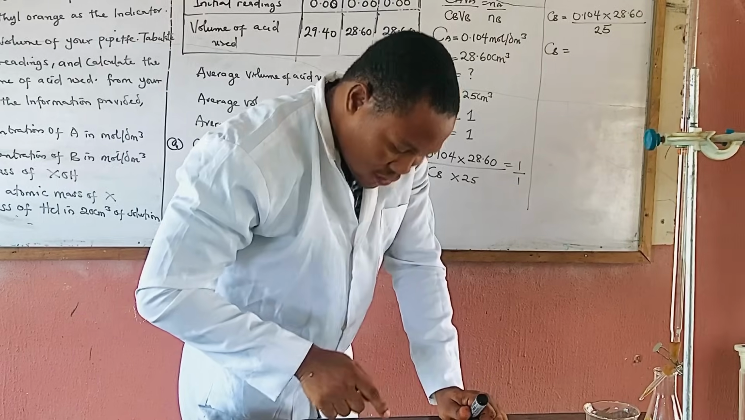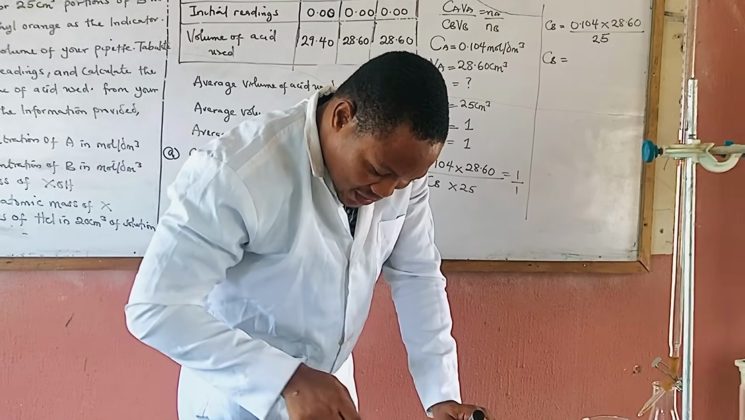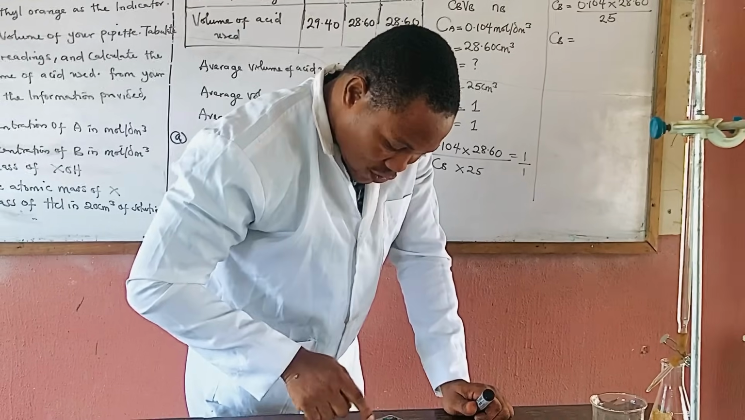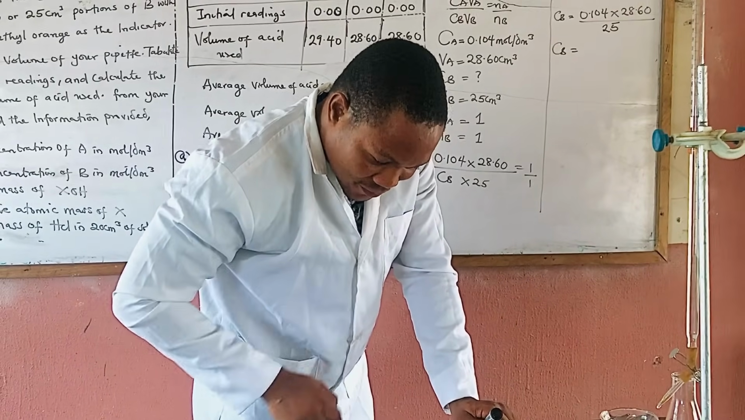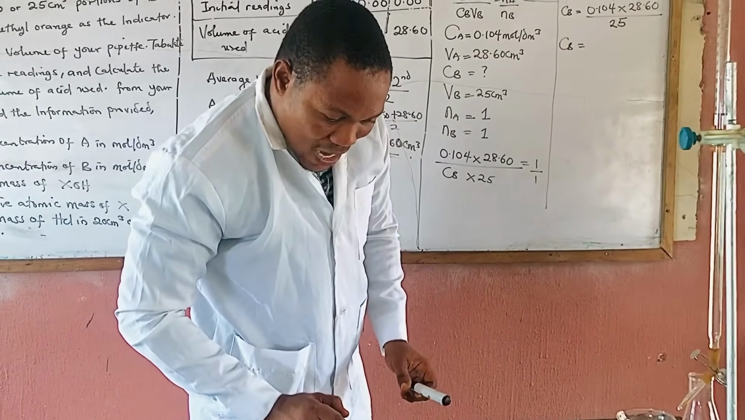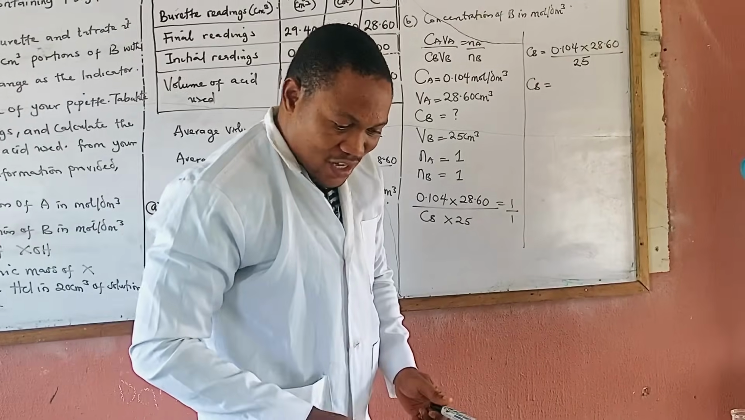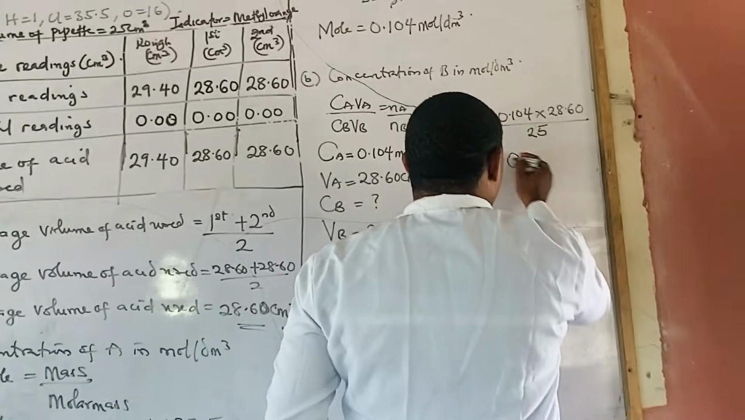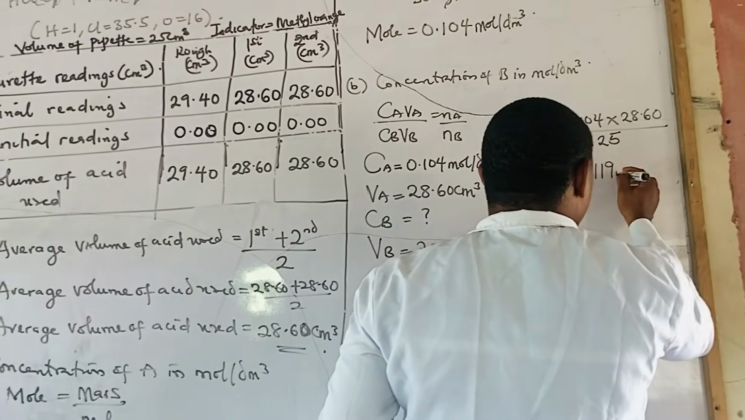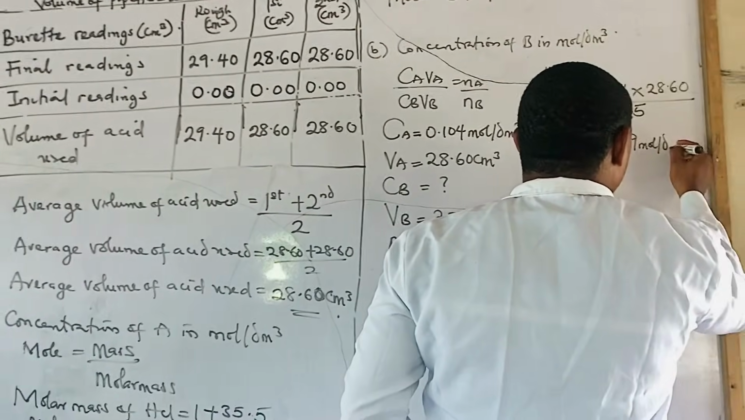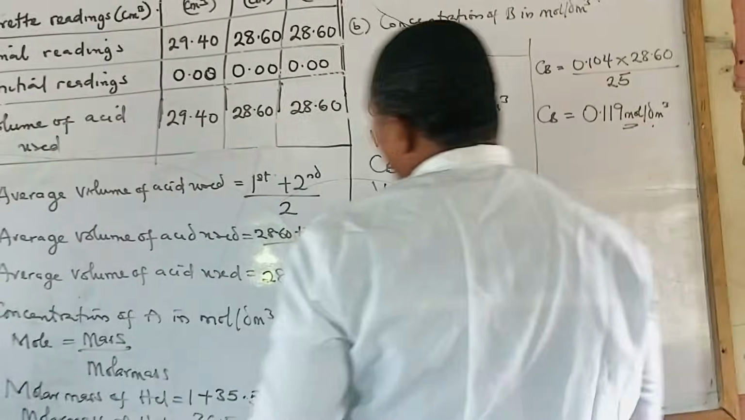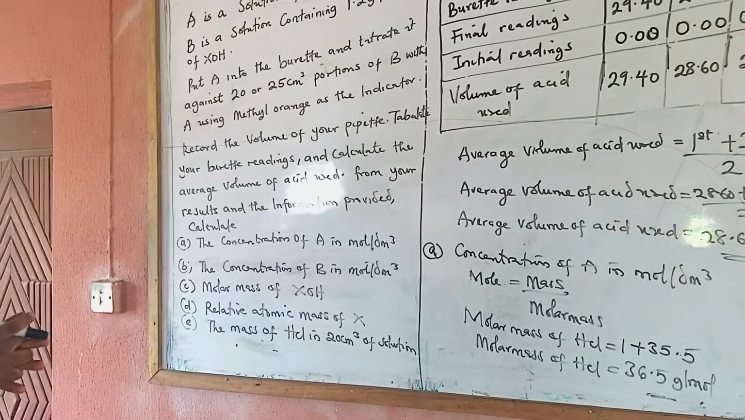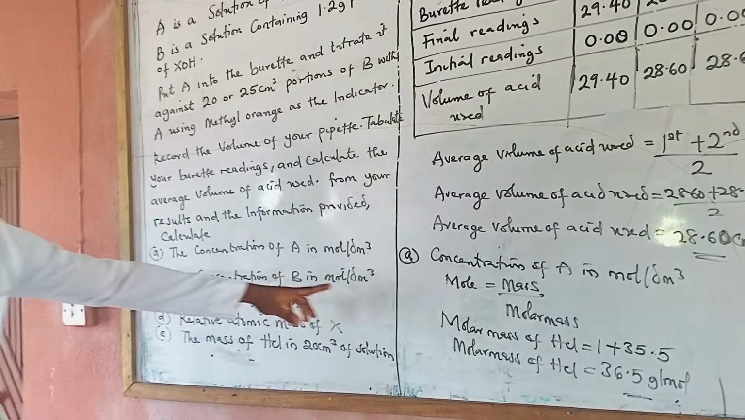So our CB will be equal to 0.104 times 28.60 divided by 25. That's giving us 0.1189. So we can just say 0.119 mole per dm cube. That's it. I hope you are following. That's the concentration of B in mole per dm cube.